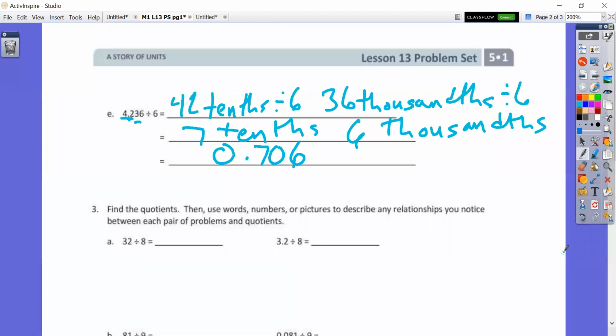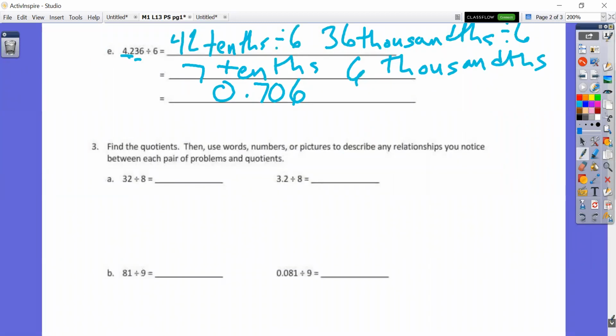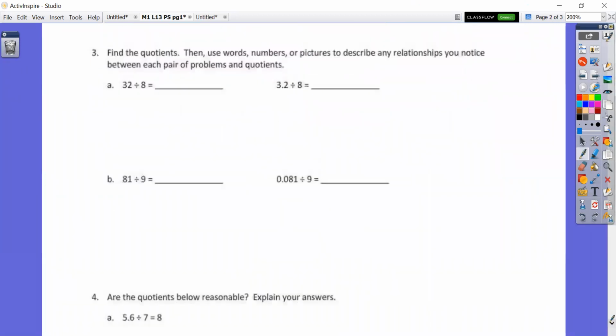All right. Yep, I think we're on a good time so far. We're moving pretty quick. And it says, find the quotients. Then use words, numbers, or pictures to describe any relationships you see between the pairs of problems and the quotients. Well, 32 ones divided by eight should give us 4 ones, right?